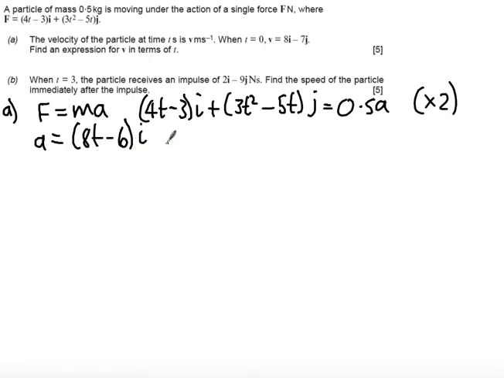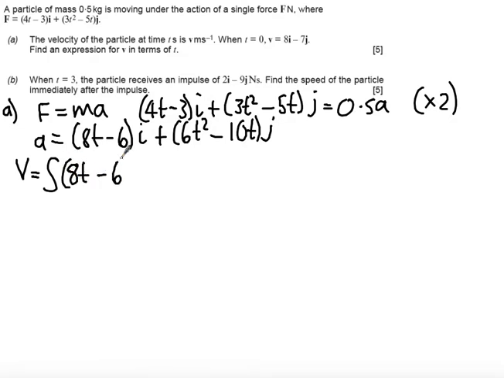6)i plus (6t squared minus 10t)j. At this point now I've got an expression for the acceleration. I can integrate this, so I'm writing velocity equals the integral of (8t minus 6)i plus (6t squared minus 10t)j, all integrated with respect to t.